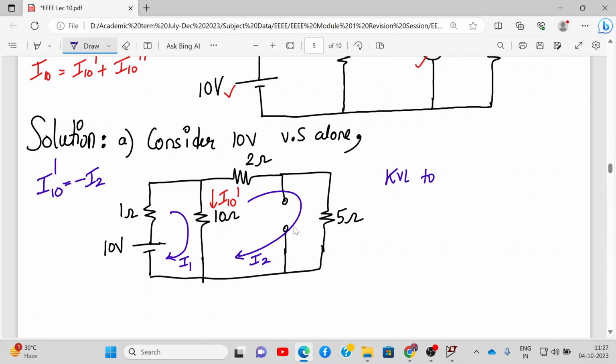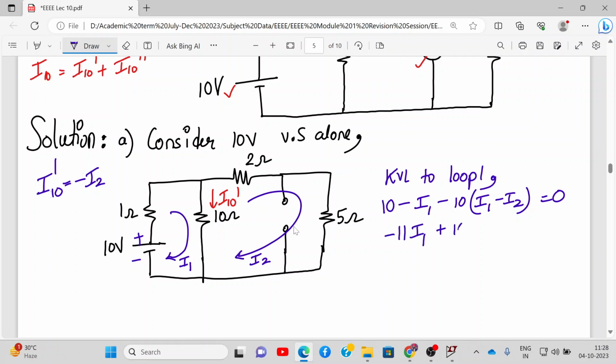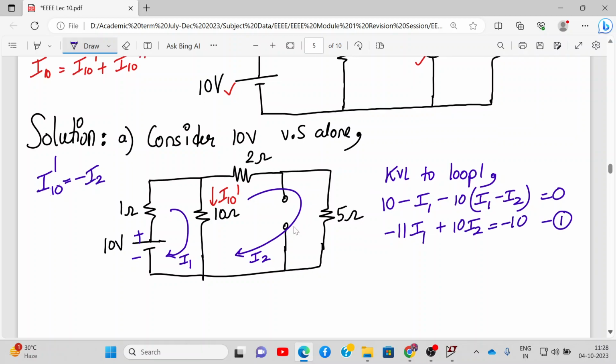So KVL applied to loop number 1, this loop over here. So we have minus plus, so it will be plus 10 minus I1 minus 10 (I1 minus I2) is equal to 0. And what do we get over here? Minus 11 I1 plus 10 I2 is equal to minus 10. Let's call this equation number 1.